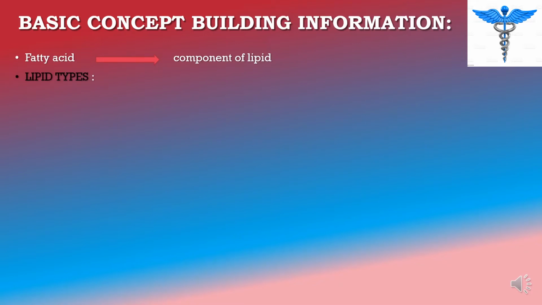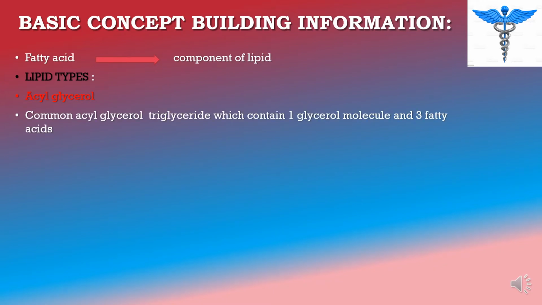The first one is the acyl glycerol. The common acyl glycerol is a triglyceride which contains one glycerol molecule and 3 fatty acids. The second type is the phospholipid, which contains one glycerol molecule, 2 fatty acids and 1 phosphoric acid.